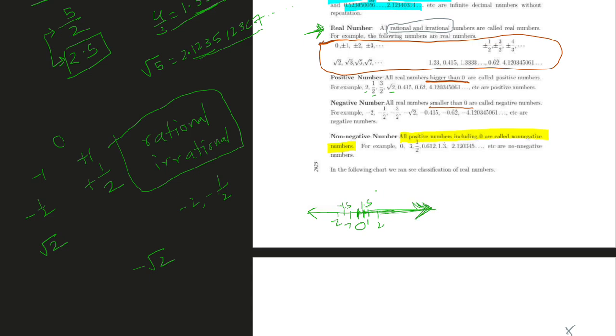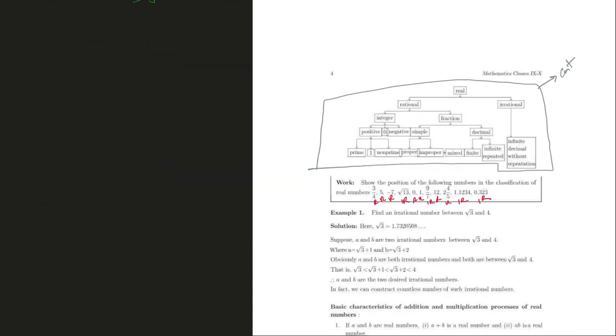These are called non-negative numbers, right? These are called non-negative numbers. So now we'll see a chart. This is a chart that completely highlights classifications.